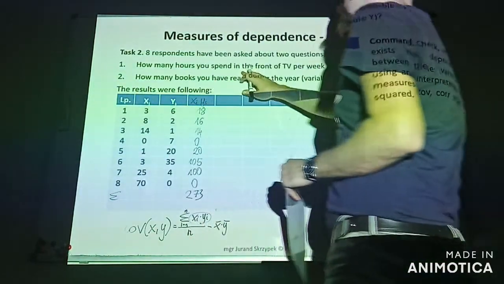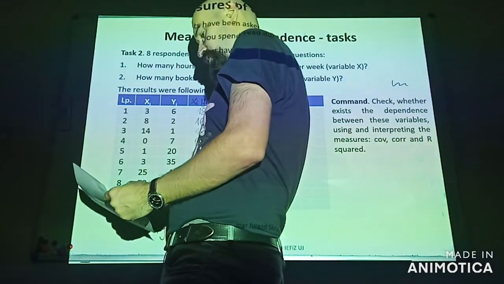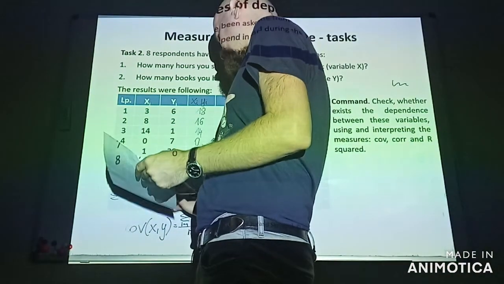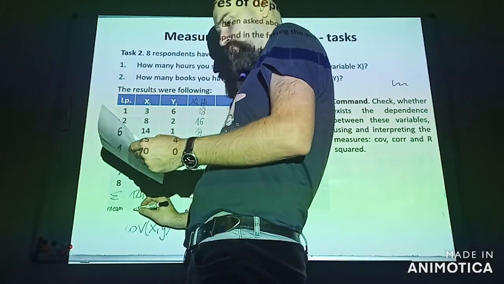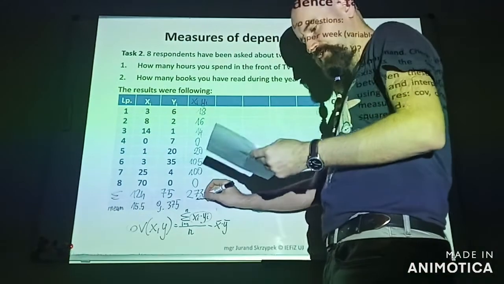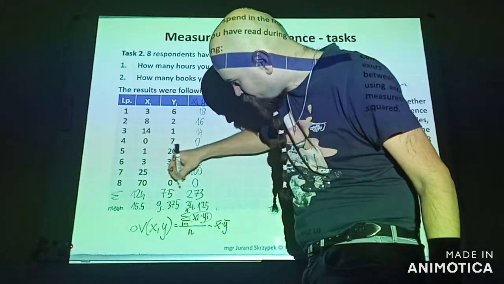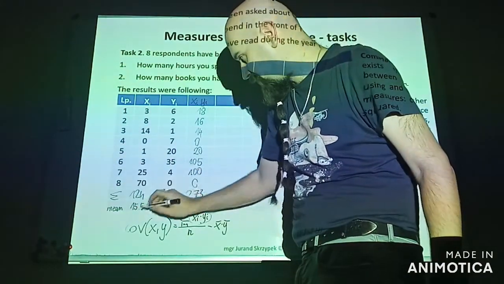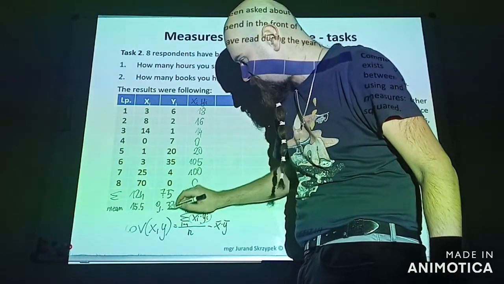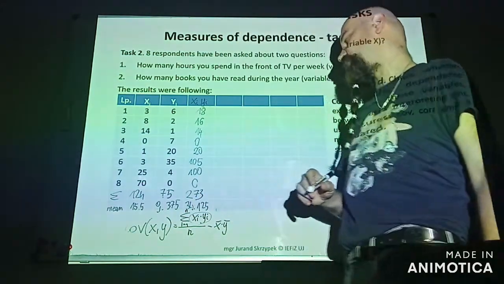The sum of the values of time spent in front of TV is 124, and here we have the sum of all books that have been read, 75, and the mean values 15.5 and 9.375, and here the mean product is 34.125. We divide these numbers by 8. 124 divided by 8 is 15.5. 75 divided by 8 is 9.375, and 273 divided by 8 is 34.125.